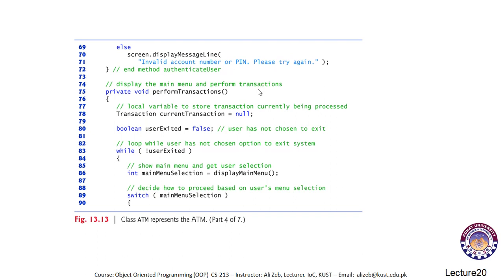Once the user has been authenticated, we can perform transactions. Again, a helper method has been declared for performing transactions. Local variables store the transaction currently being processed. So we have a variable of the Transaction class initialized to null.